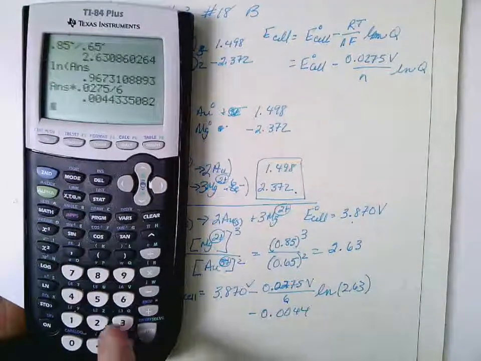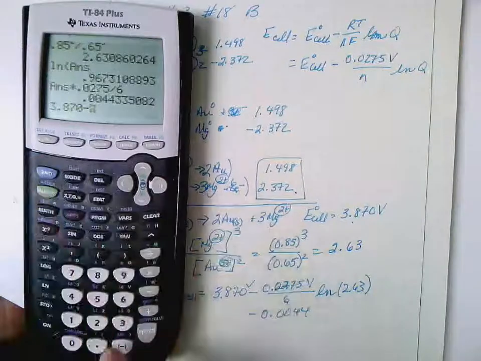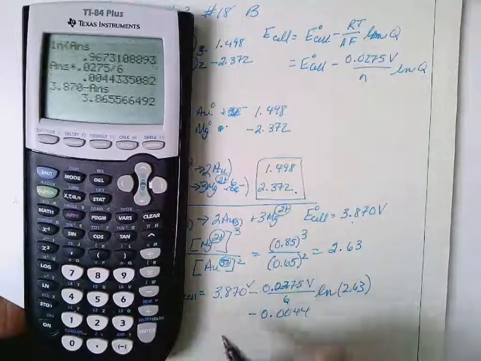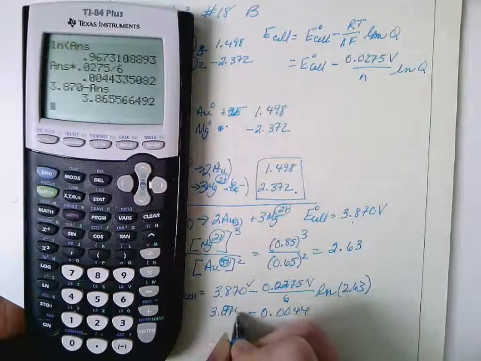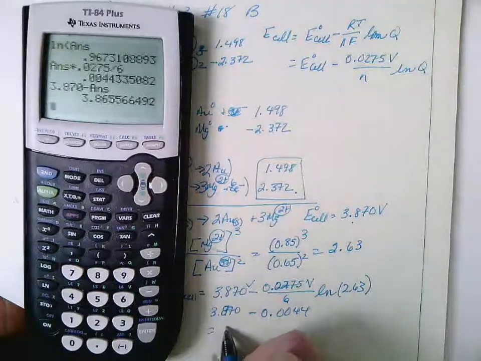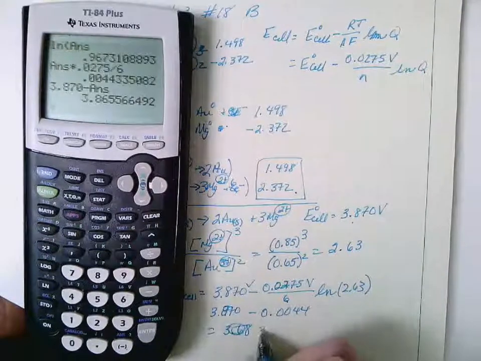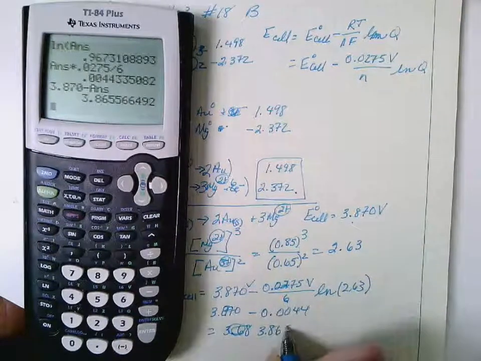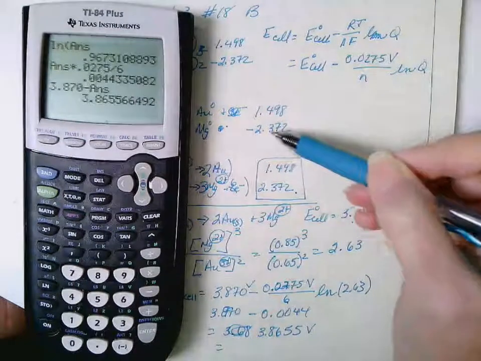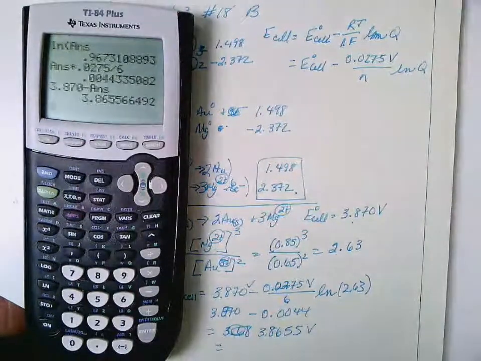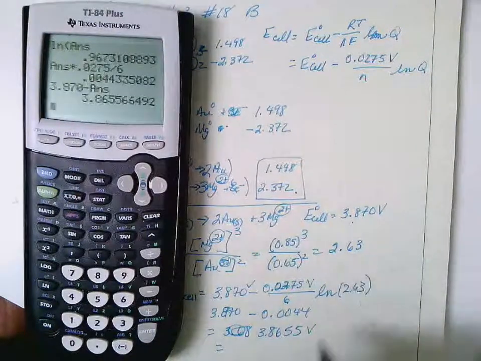And so now I have that answer, and that's 0.0044. So 3.870 minus second answer equals, my new cell potential is 3.8655 volts. And I had this to the third decimal place, and I only had 2 significant figures here.